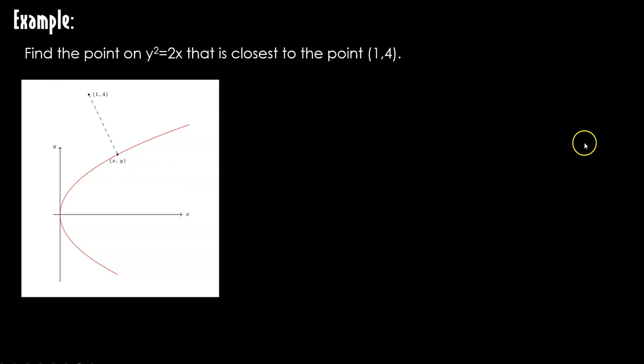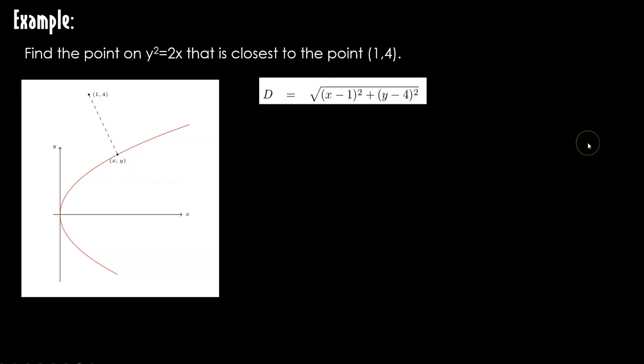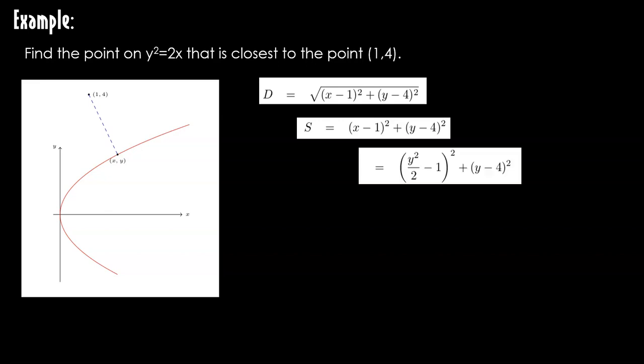The distance between those 2 points, well, distance is the square root of (x minus 1) squared plus (y minus 4) squared. But the square root is kind of a pain. If we can minimize this expression, it's the same thing as minimizing d, and we don't have the square root to deal with. So we have (x minus 1) squared plus (y minus 4) squared. I need to get rid of one of the variables. Well, looking up at the original equation, I see that y squared equals 2x, so x is equal to y squared over 2. So I'm going to plug that in.